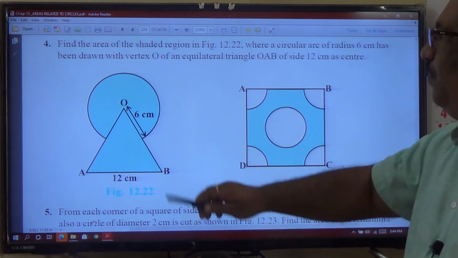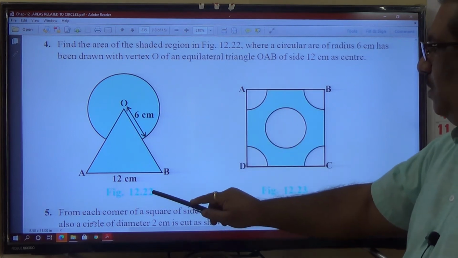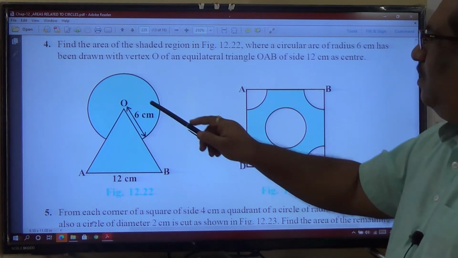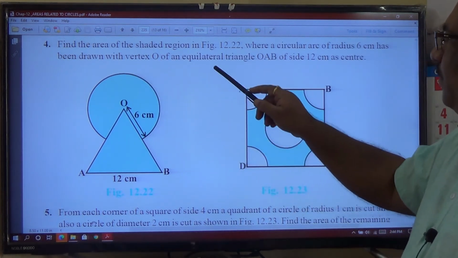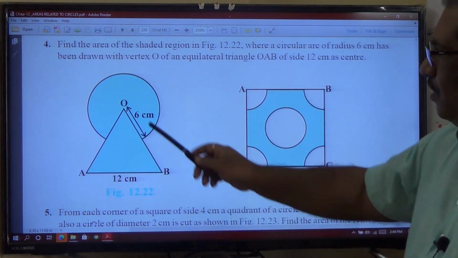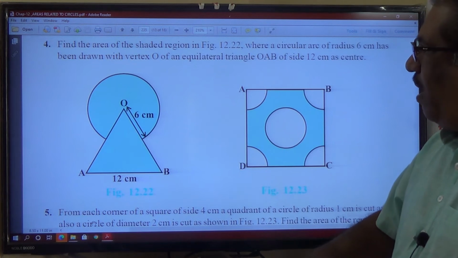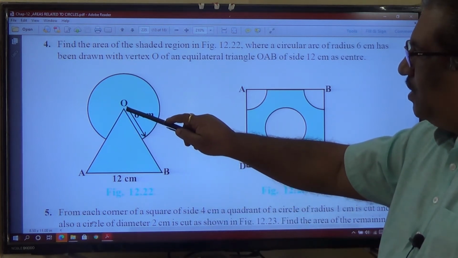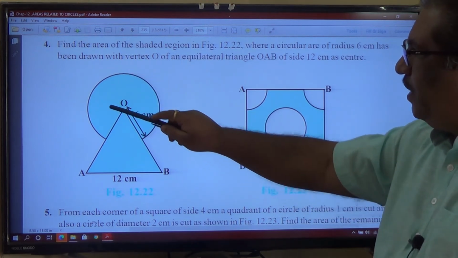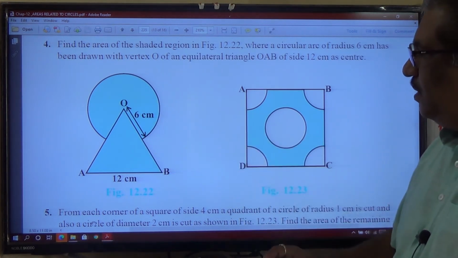Question number 4. Find the area of the shaded region in figure 12.22 in this diagram, where a circular arc of radius 6 centimeter has been drawn with vertex O of an equilateral triangle OAB of side 12 centimeter as center. So OAB is an equilateral triangle of side 12 centimeter, and the vertex O is also the center of this circle of radius 6 centimeter. So the area of the shaded region is this entire area given here.